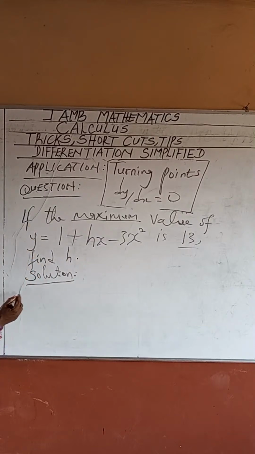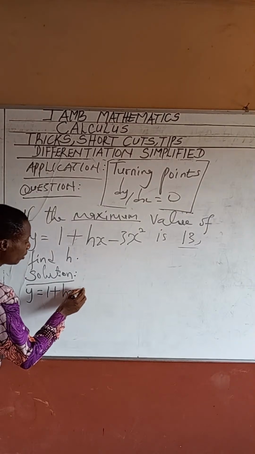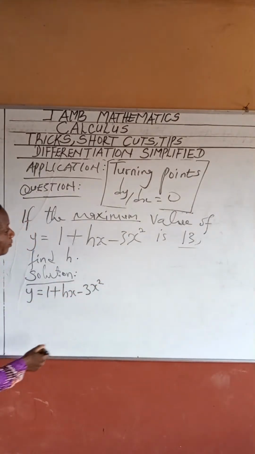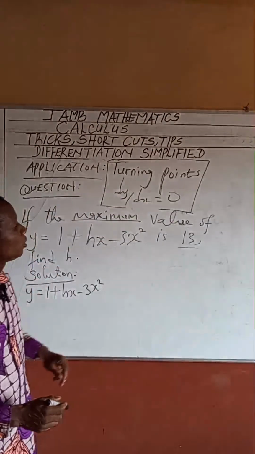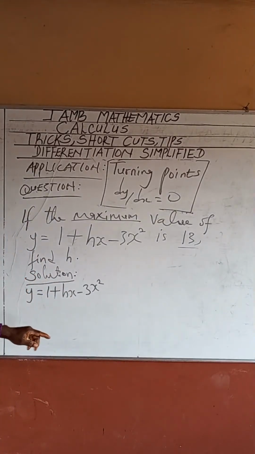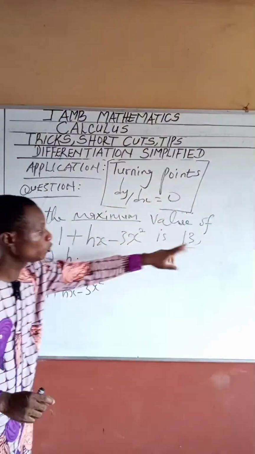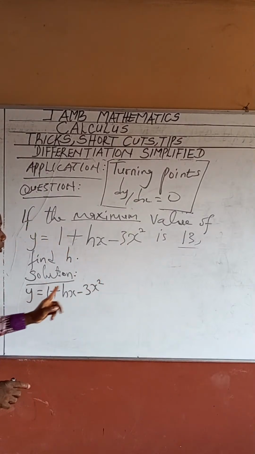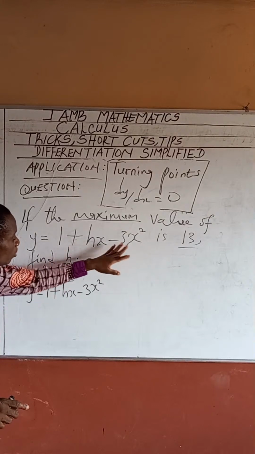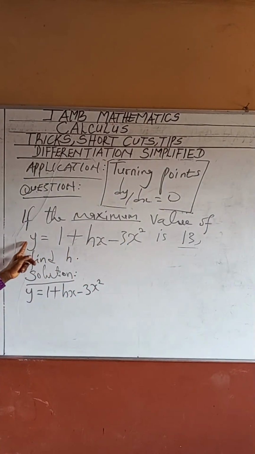So let's proceed. We are given y equals 1 plus hx minus 3x squared, right? Now we are going to find dy/dx and equate it to 0, to enable us get the value for x and substitute. So we substitute for two things: we find the value for x and place it where we have x here. Then this 13 will be placed in place of y.